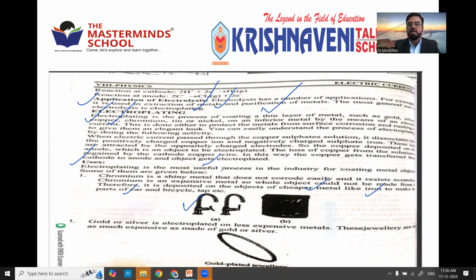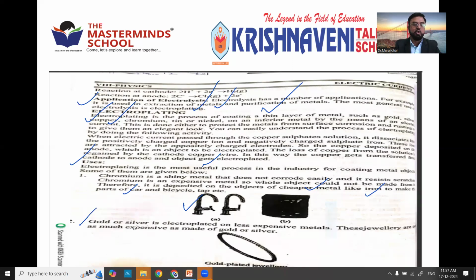Rims, what is there? Rims and everything are made up of stainless steel only, where over iron we coat chromium. We cannot coat entirely with chromium because it is costly. Even steel materials, taps also. Tap also, you can find steel taps. They are not completely chromium. Only over the steel we are coating with the chromium for protection. They won't undergo erosion quickly.